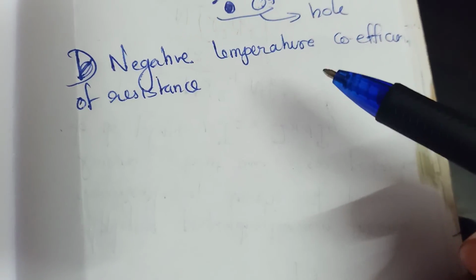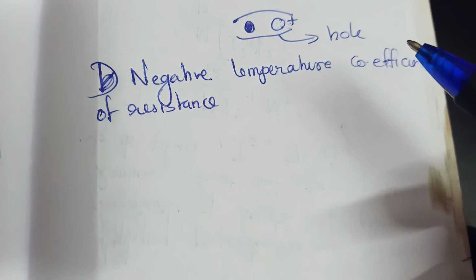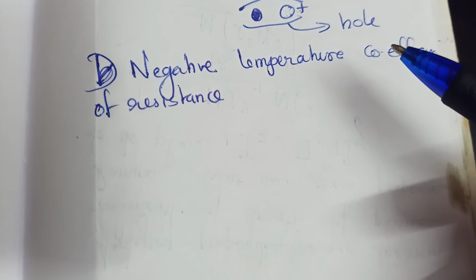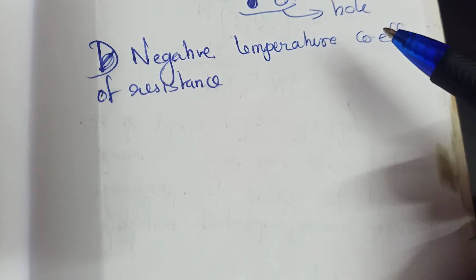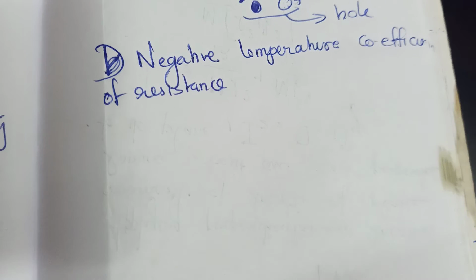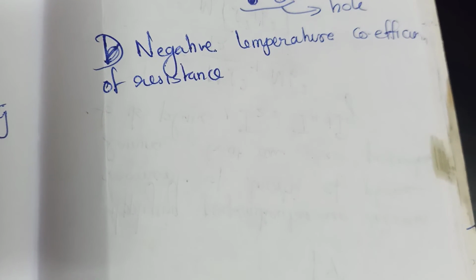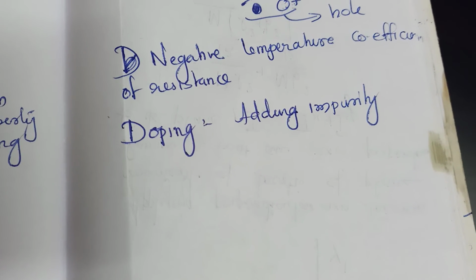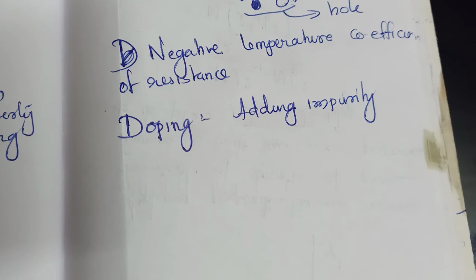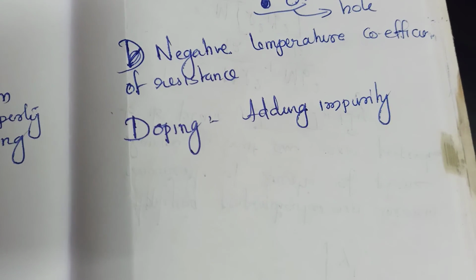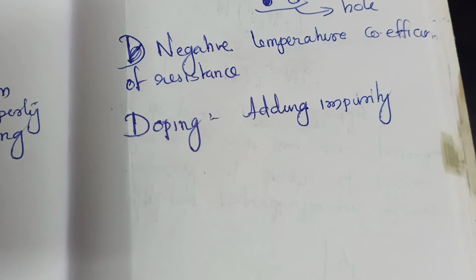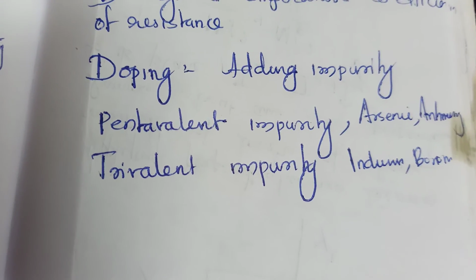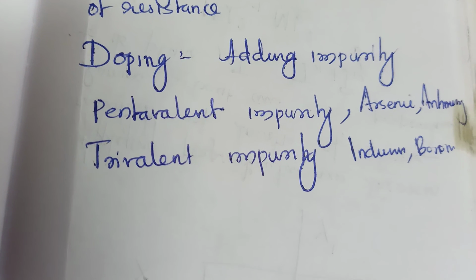Now we will think about how we can increase the conductivity of a semiconductor. Conductivity of a semiconductor can be increased by adding some impurities. The process of adding impurity to a semiconductor to increase its conductivity is termed as doping. Next, what type of impurity can we add? We can add either pentavalent impurity or trivalent impurity. Pentavalent impurity examples are arsenic and antimony, and trivalent impurity examples are indium and boron.